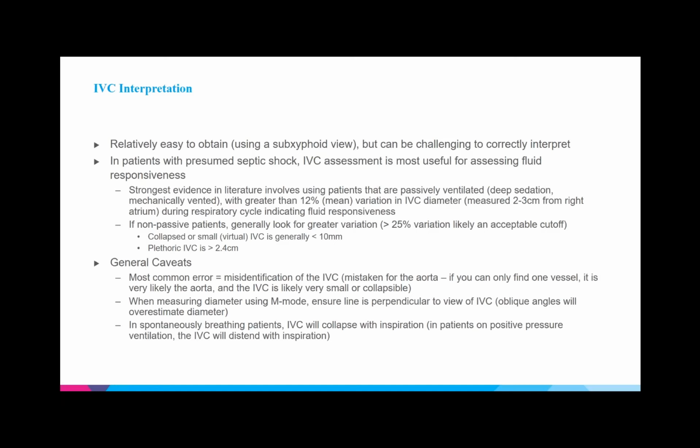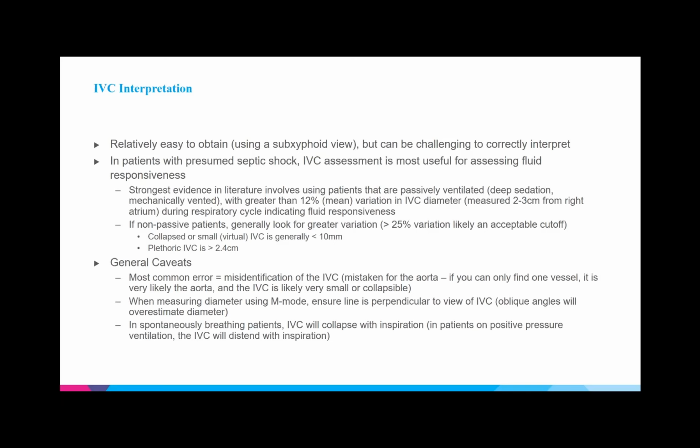You can tell it's the aorta because the aorta will dip deeper than the IVC. It'll go below the liver and go towards the left side of the heart, whereas the IVC will bisect the liver and go into the right atrium. The IVC has a thin wall, right? And it usually has some collapsibility, whereas the aorta will be thick-walled and pulsatile. And so if you can only find one vessel, I would just keep in mind that it's probably the aorta and the IVC is maybe small or collapsible.